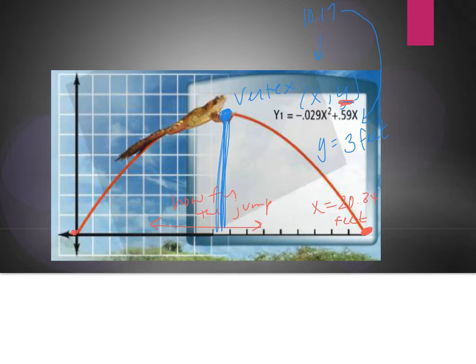And that's pretty amazing when you think about a tiny little frog, first of all, jumping 20 feet in one direction, but then on top of that, jumping as high as 3 feet in the air. Okay, let's go ahead and answer our very last question.